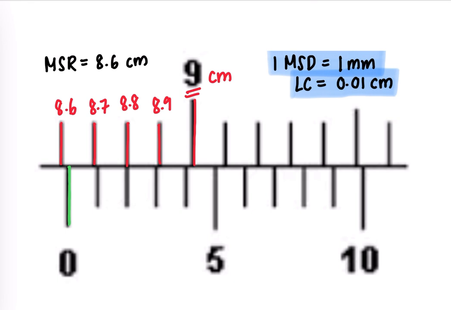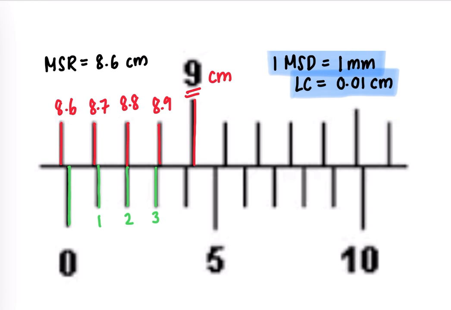Now let's look at the vernier scale. So if we want to get the vernier scale reading, we're first going to have to look at the vernier coincidence. This is the vernier scale division which coincides with any of the main scale divisions. So let's take a look here. We've got 0, that's not coinciding with anything. 1, not coinciding. 2 is coinciding, but we'll just look at the rest.